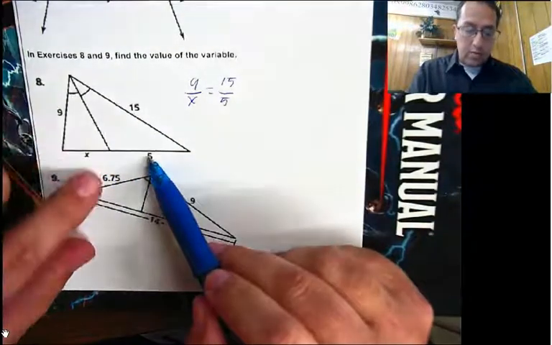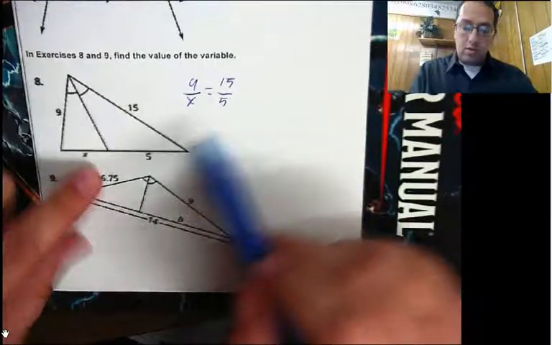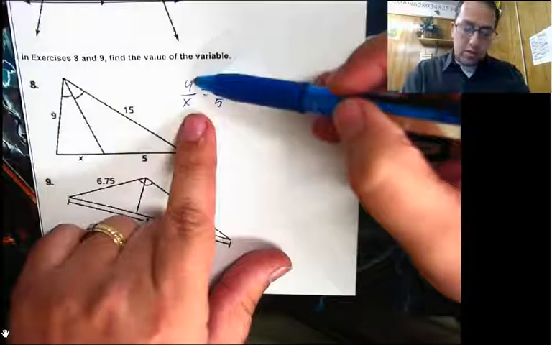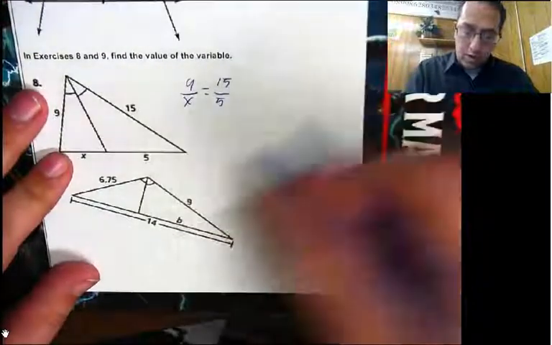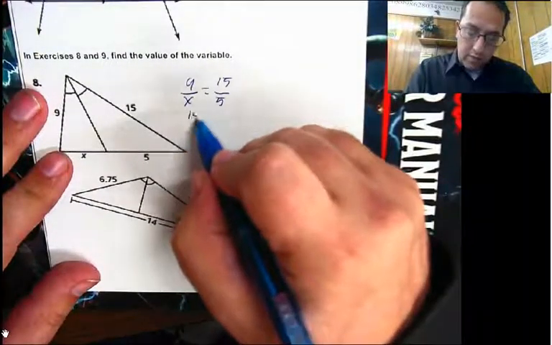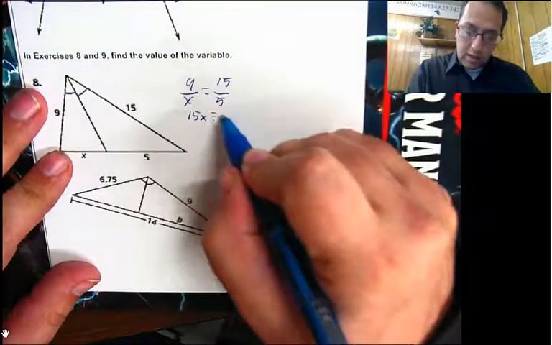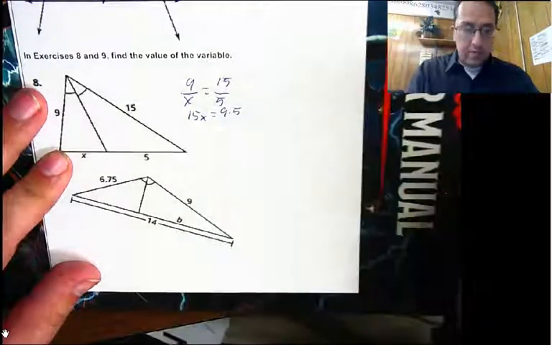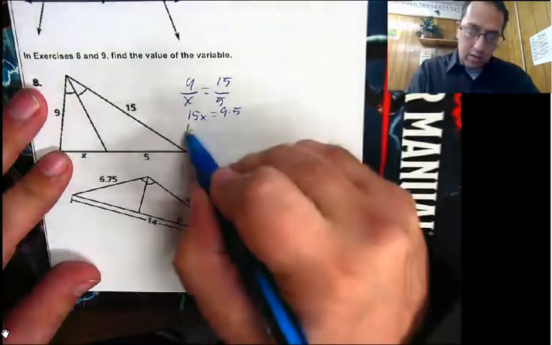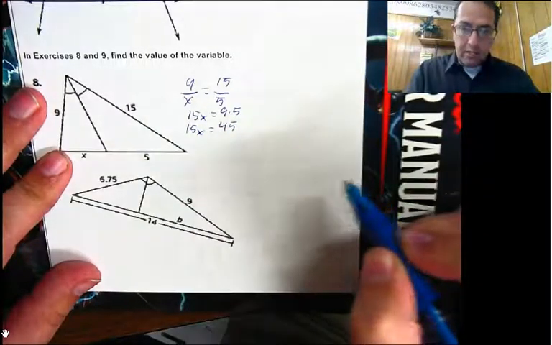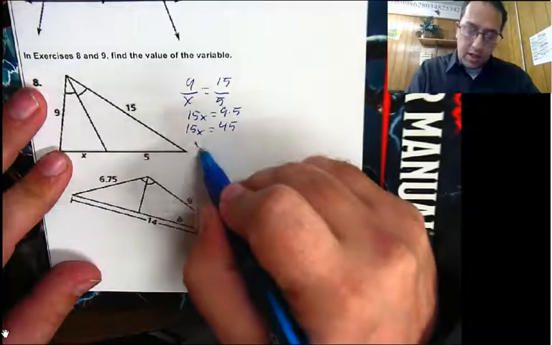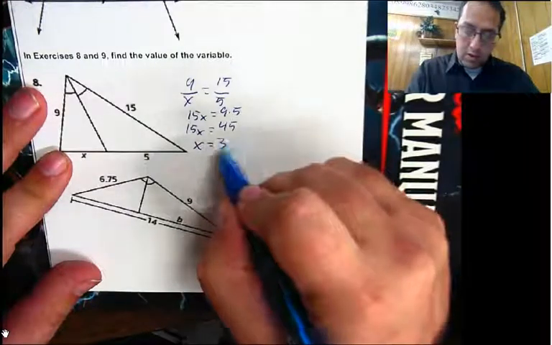X and 5 are both pieces. All right, so those go together here. 9 and x are on the same side of the triangle, so they go together there. All right. Cross products. So we have 15x equals 9 times 5. Well, that's easy enough, because 9 times 5 is 45. Divide by 15, and x equals 3.